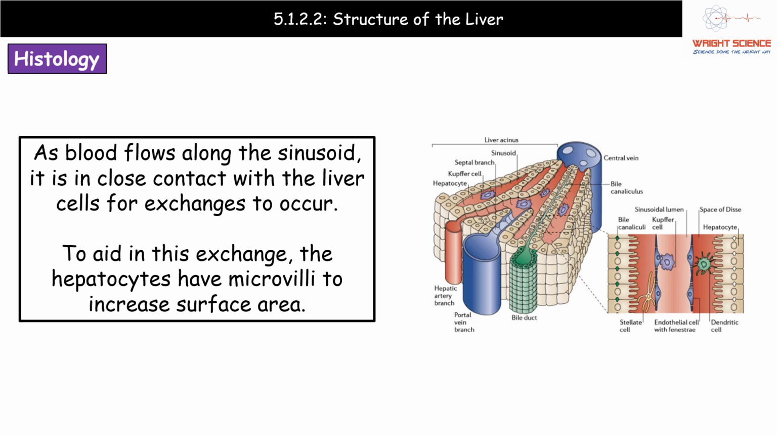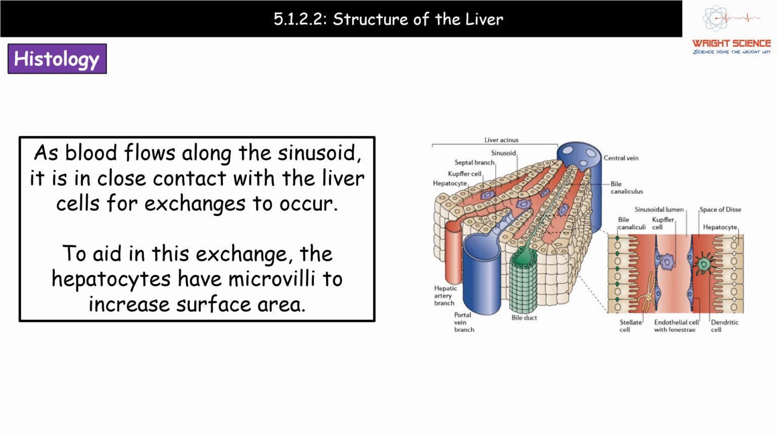Now, what happens is, as that blood flows along the sinusoid, it's being brought into close contact with those hepatocytes, the liver cells. And that's where we're getting the exchanges taking place. So the oxygen, the glucose, etc. are able to then enter our hepatocytes, and anything that we want to obviously place back into the blood can transfer into it. And as always, where we've got exchanges taking place, there are, of course, some little adaptations to make it a bit more of an efficient process.